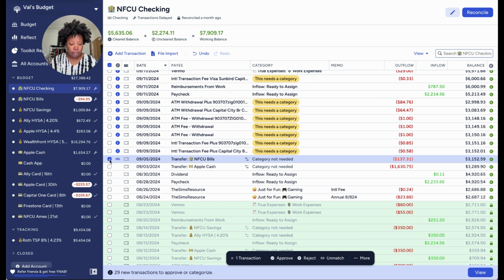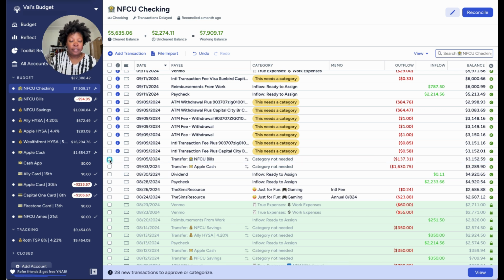Then we have here a transfer to my checking account, $137.31. I'm not sure why I did that. That was a while ago. But it does match in here. It might have been, I'm not sure. I couldn't really tell you why I did that transfer.